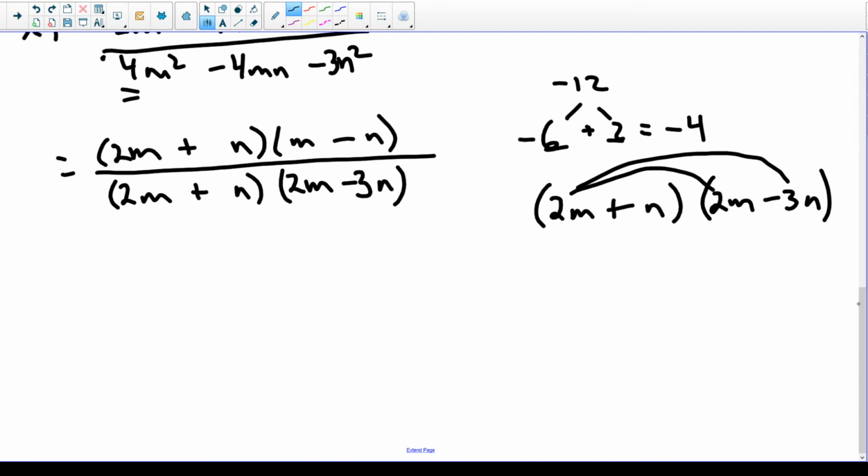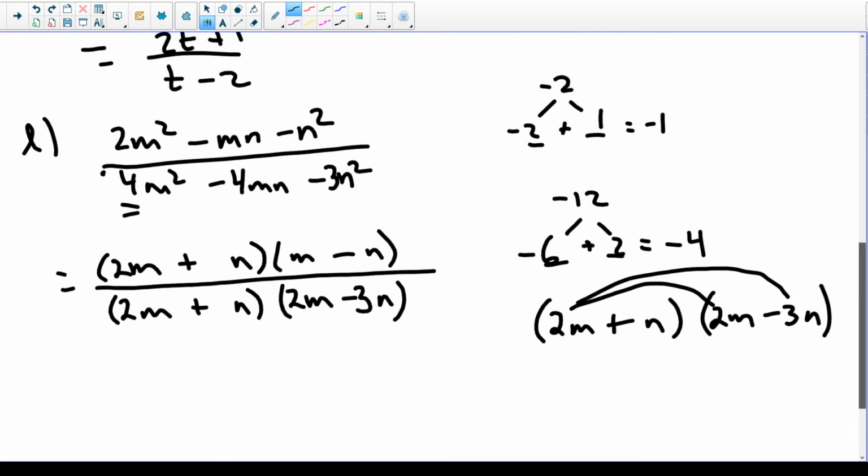So this is going to allow me now to find my restrictions. Usually when you write your restrictions, it doesn't actually matter. You can write them right next to this fraction if you want, but a lot of teachers ask you to write the restrictions right back up at the top, but it technically doesn't matter.